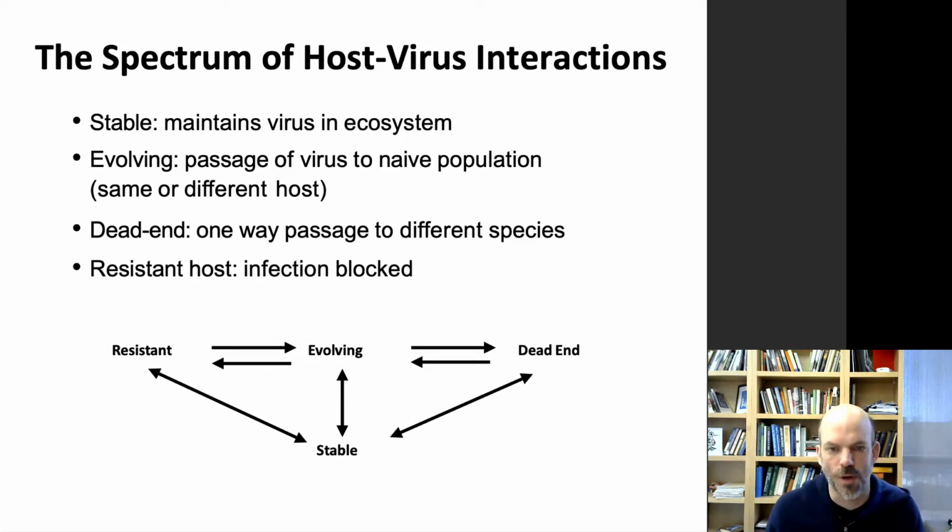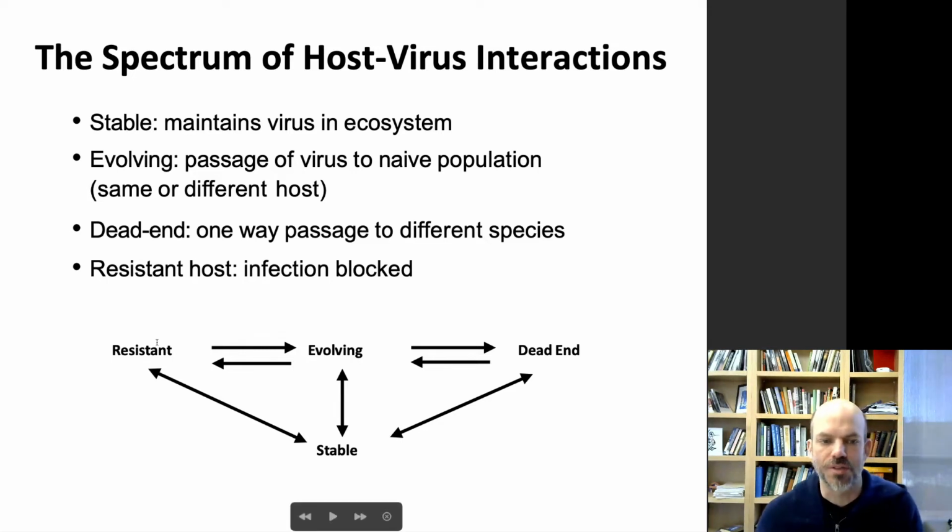So a dead end is when a virus jumps to a population or to a different species and it doesn't go anywhere after that. It's a dead end one way. It's not able to jump to another species after that. And for whatever reason, the biology of that interaction with the new species is such that it also doesn't transmit very much within that species. This is really common, as we'll see on the next slide.